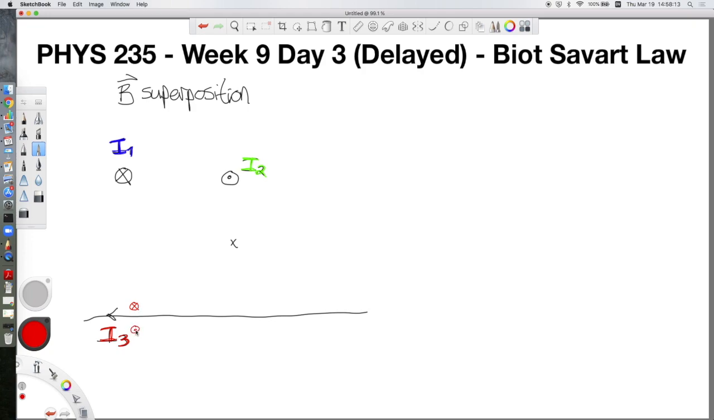So up here at our test location, we would have a magnetic field directed into the page, caused by just wire 3, where this distance here would be the R value you would need for that equation.